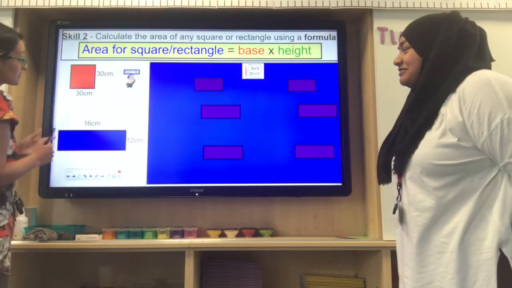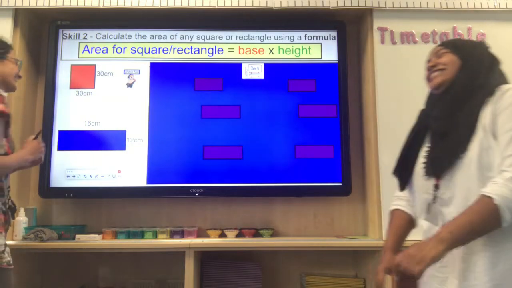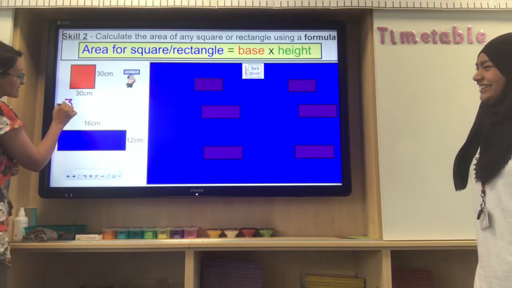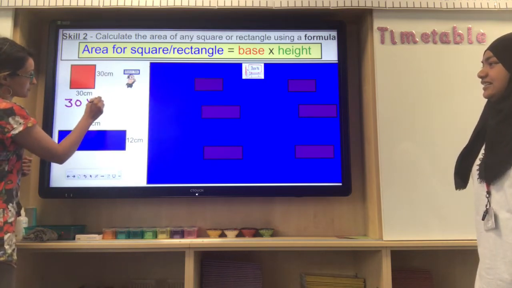Well, do you know what? You don't have to have both dimensions because they're exactly the same. That's what I was getting at. So to calculate the area, I'm going to do base, which is 30, times the height, which would be 30.